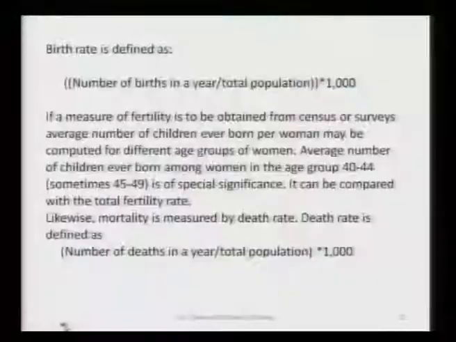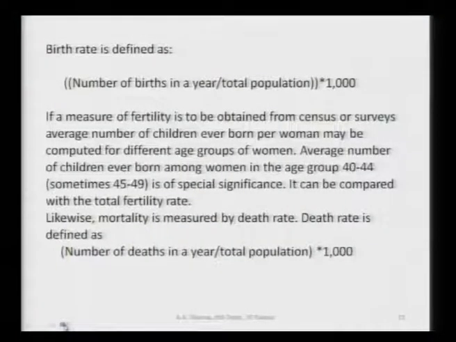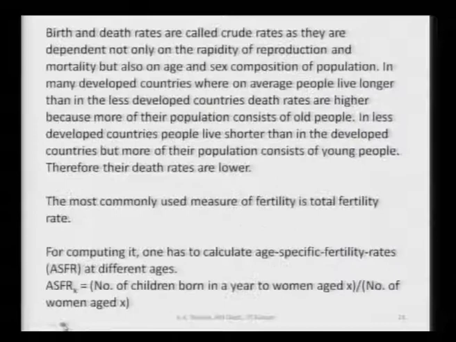Likewise, mortality is measured by death rate. Death rate is defined as number of deaths in a year divided by total population into 1000 again. Birth and death rates are called crude rates, as they are dependent not only on the rapidity of reproduction and mortality, but also on age and sex composition of population. In many developed countries, you will be surprised to know, where on average people live longer than in the less developed countries, death rates are sometimes higher because more of their population consists of old people.